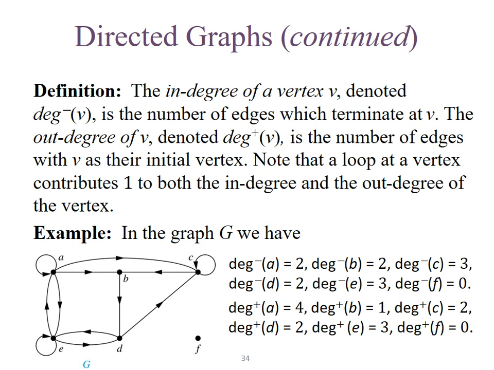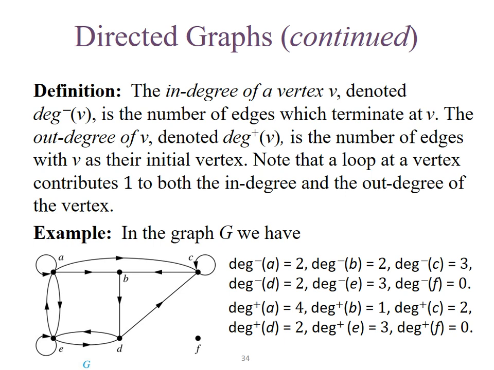Right? Next, let's see how we calculate the degree in a directed graph. We define in degree and out degree. In degree is the number of edges which terminate at V, so that means how many edges come into the vertex V. Out degree is the number of edges with V as their initial vertex. They are going out to other vertices. Maybe we can calculate the in degree and out degree with this example.